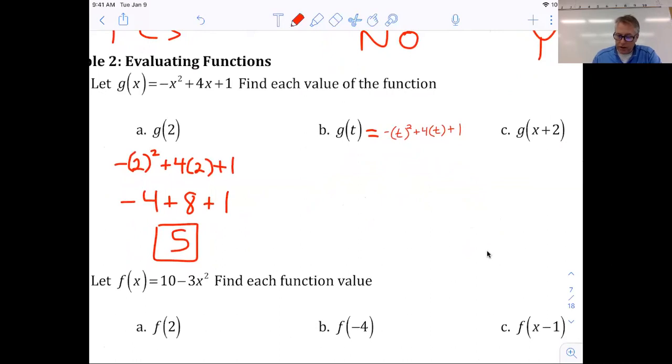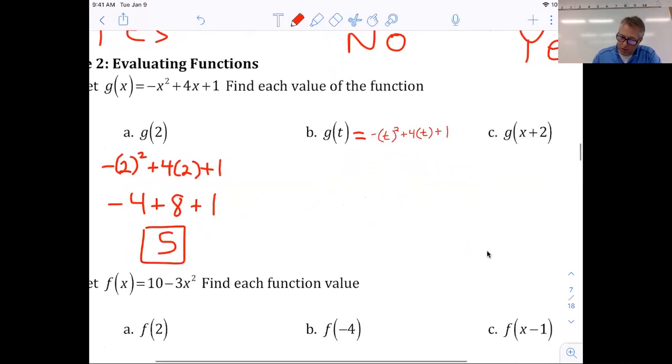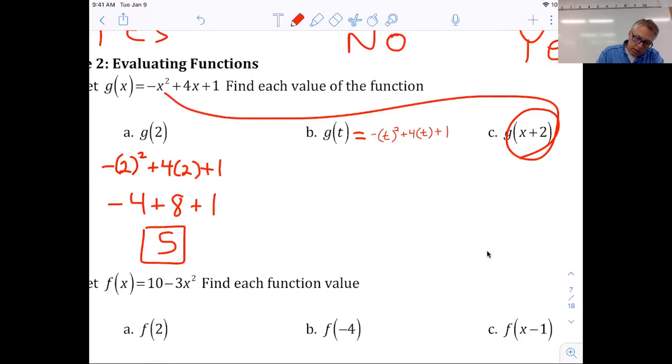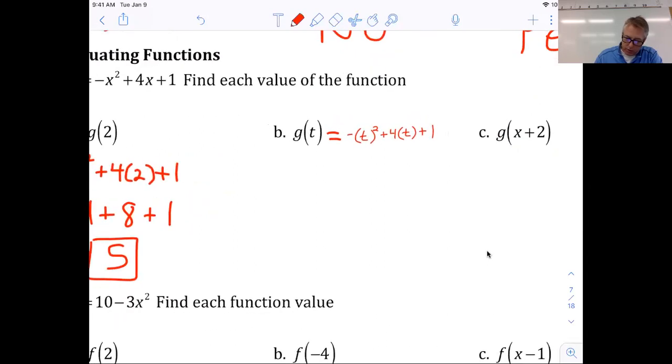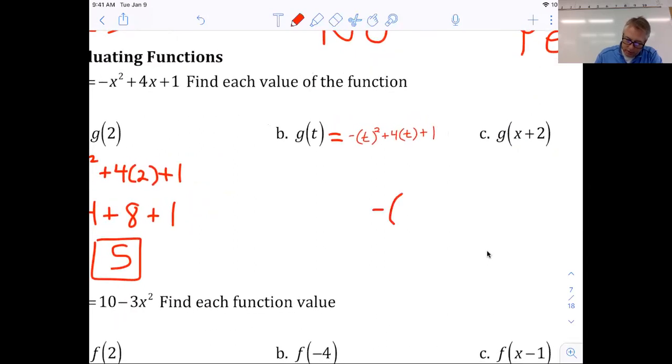To find G of X plus 2, that means I'm going to take X plus 2 and plug it in for the X's. So this might take a little algebra here because we're going to do negative X plus 2 in parentheses squared plus 4 times X plus 2 plus 1.